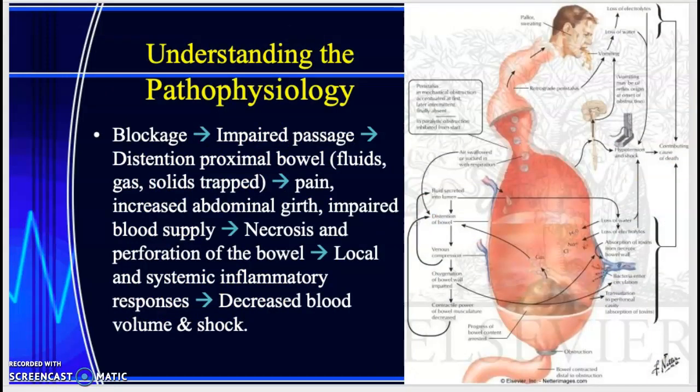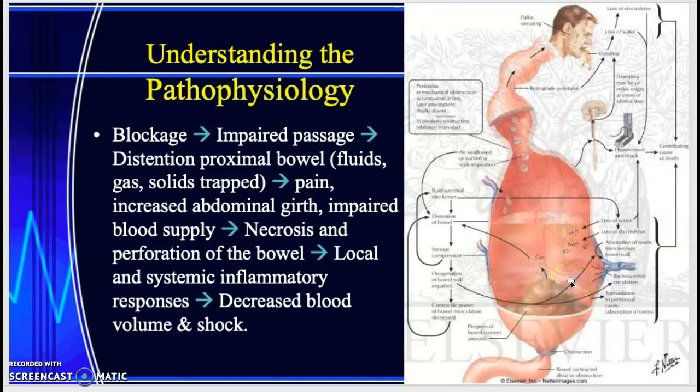Now, this is key to understanding bowel obstruction, the pathophysiology. And if you look down here at the bottom of the little diagram on the right, you'll see that there's some kind of obstruction, and you can see proximally to that the bowel becomes distended. And you can see that fluids, gas, stool, all kinds of stuff get trapped in there, and the abdomen gets really distended. Because of this distension, it's going to be painful.